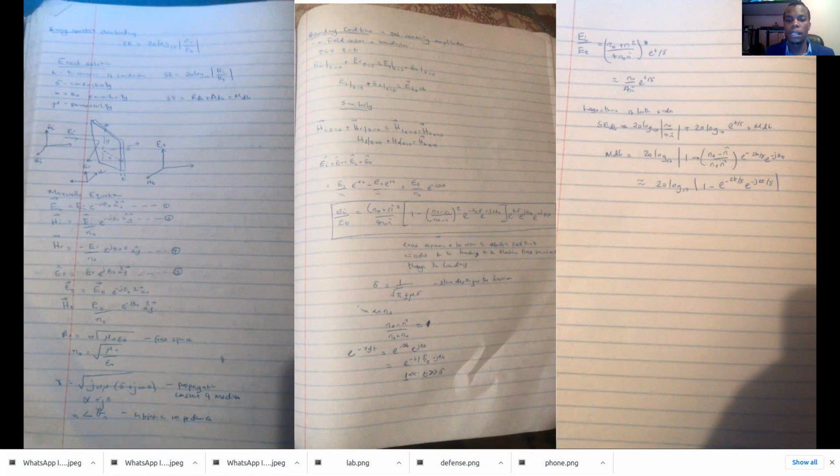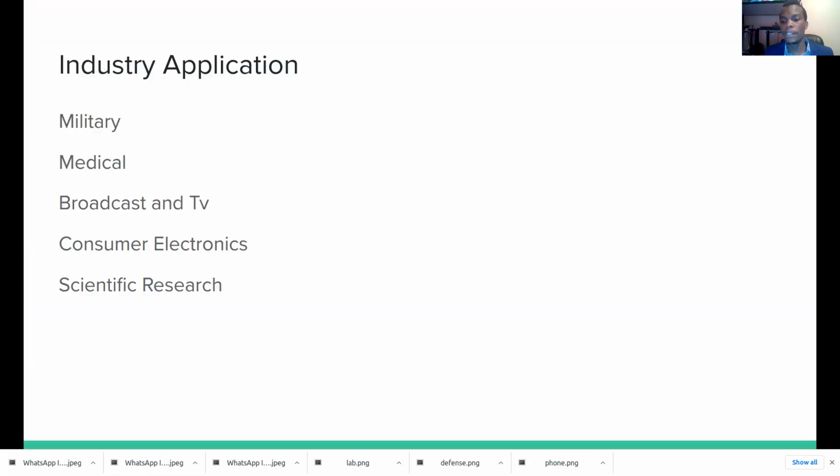So that, in short, explains the formula. Then the applications we are looking at are in the military, in the biomedical, broadcast and TV, consumer electronics, scientific research, and all that.